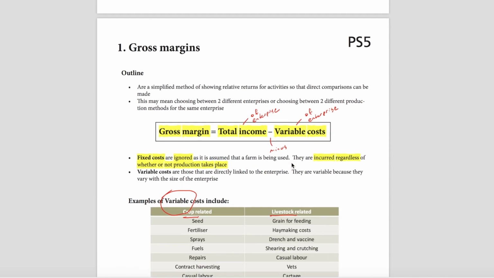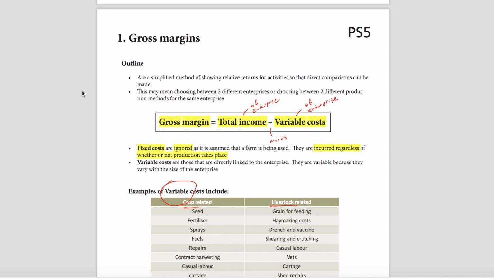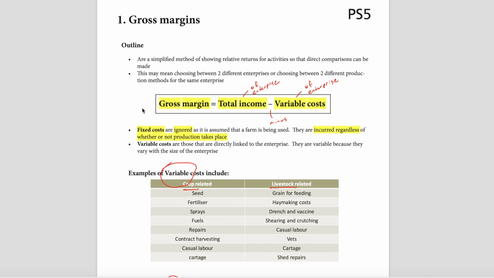So the first one, and the one that comes up most commonly, is called gross margins. Basically, a gross margin is a way that you can compare between two different enterprises or two different methods of producing the same thing. So, for example, you might compare between growing wheat and barley. You might compare between sheep and beef, and you'll work out what is the best, most financially rewarding enterprise to do once you've calculated a gross margin.